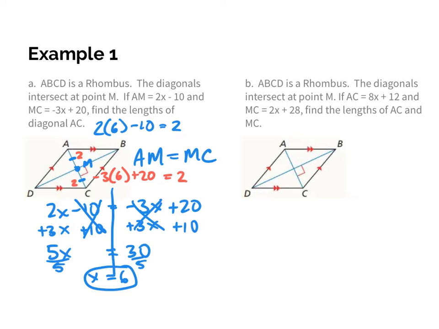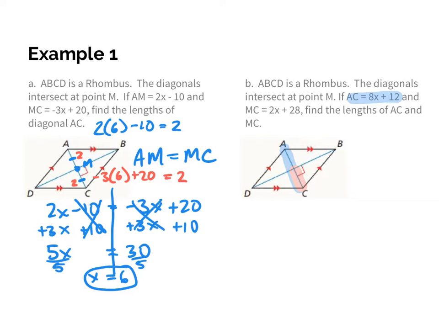All right, so for B, we're going to do a very similar example. Again, we're going to solve for the diagonals of a rhombus using the fact that they bisect each other. You are given length AC, so AC is the total segment that you're given. And then you are given MC. Again, M is going to be that midpoint, so you're given that smaller piece right here. Our goal is to find the lengths of AC and MC.